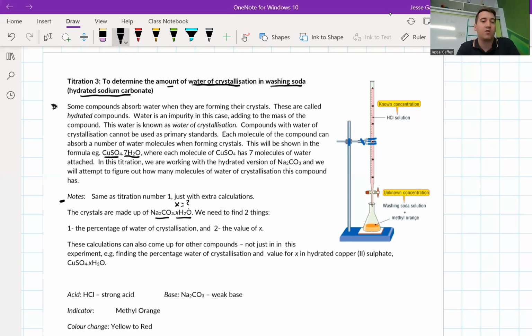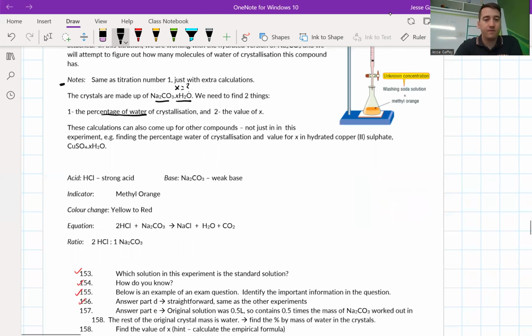Now, generally in this titration, you'll be asked to calculate two things. First of all, the percentage of water of crystallization. So out of the crystals you weigh out at the start, how much of it is sodium carbonate and how much of that mass is water. So obviously, if there's 2 grams of crystals, maybe 1 point something grams will be sodium carbonate and the rest of the grams will be the water of crystallization. And then from there, to work out the value of X.